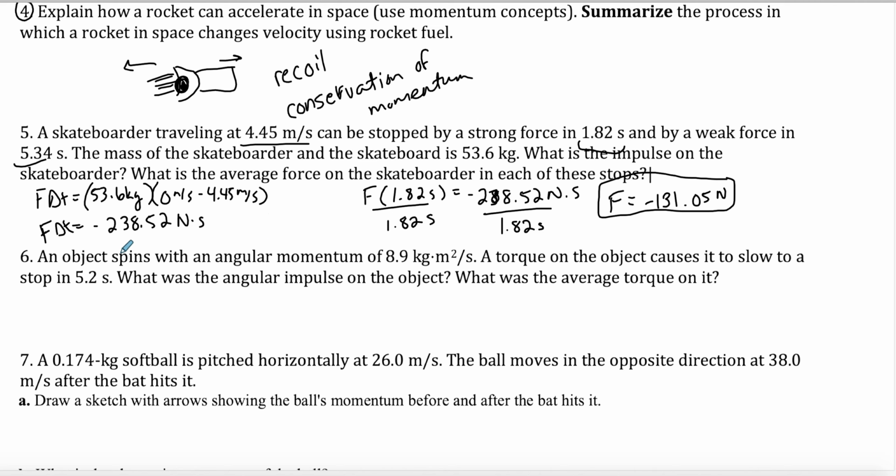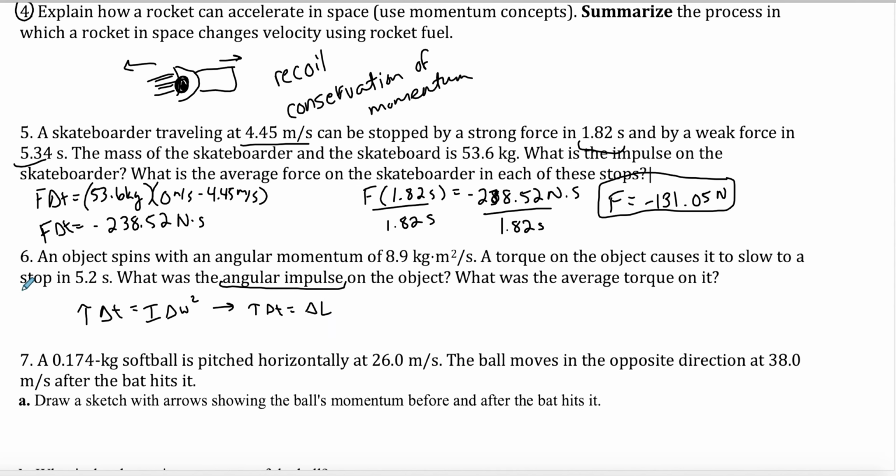Okay, next one here, we're going to be working with angular momentum and torque and time, so that means we're going to be working with angular impulse. Okay, so what's the angular impulse on the object? Angular impulse is torque delta time equal to the moment of inertia of the object times the change in angular velocity. Okay, so we have an angular momentum of 8.9. So actually we want to use the other version of this because we're given the angular momentum. They made it a little bit easier for us. So torque delta time is equal to change in angular momentum.